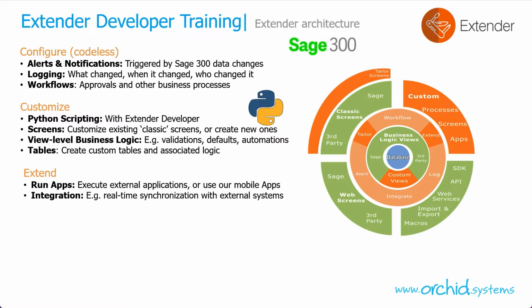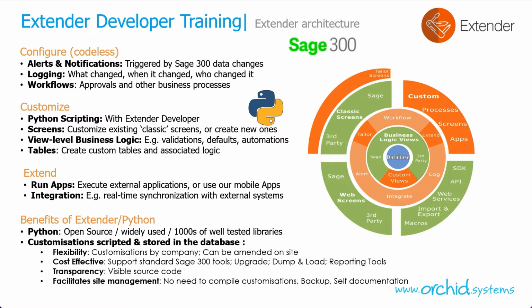The benefits of using Extender and Python are that Python is an open source language which is widely used, and there's thousands of well-tested libraries that you can use with your Sage 300 installation. The customizations are done in the scripted version of Python, and they're stored in the database. So this means it gives you a very flexible scenario, because the customizations can be imported company by company and can be amended on site without the use of a compiler.